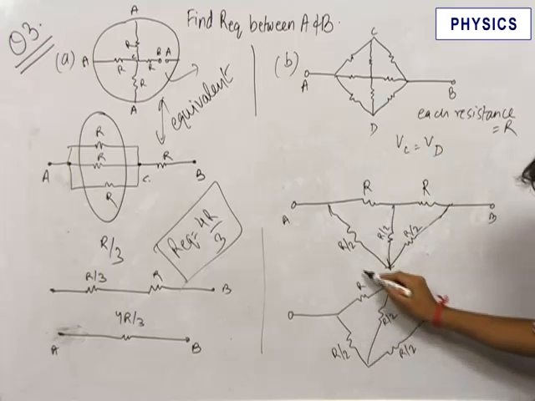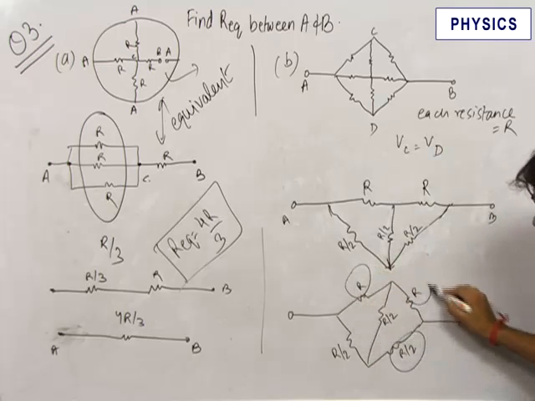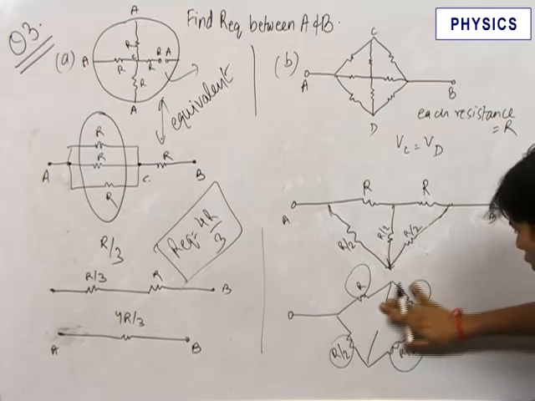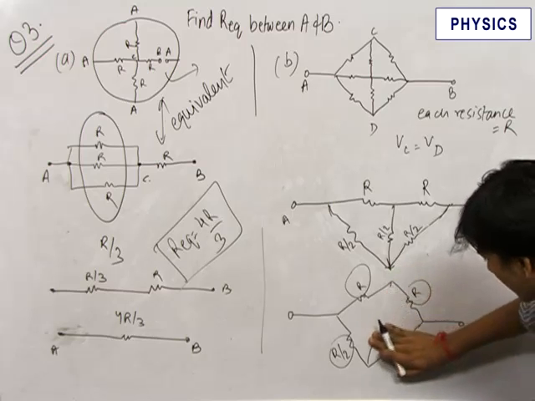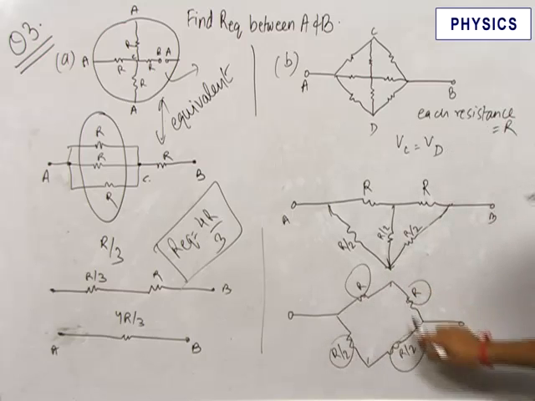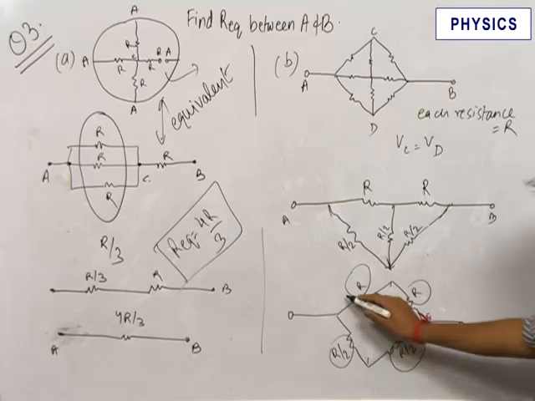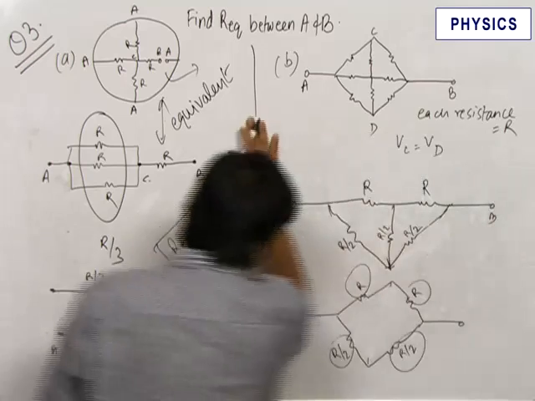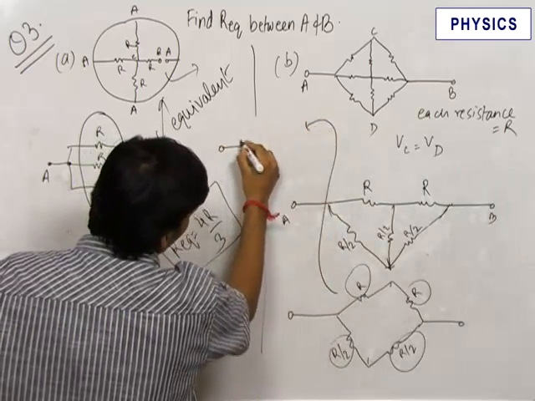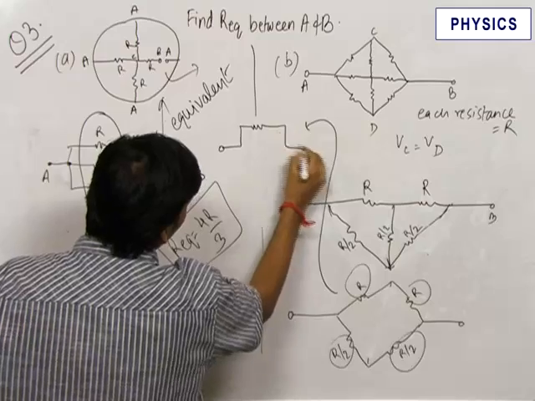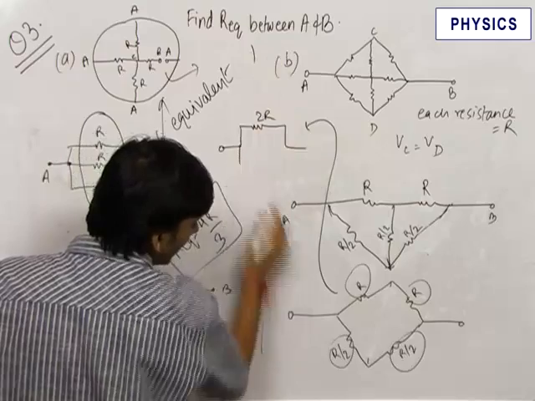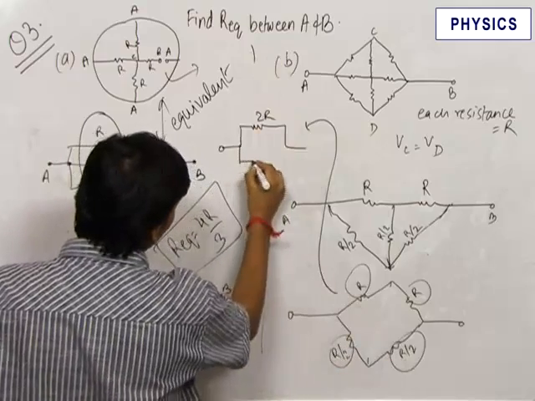Now we see that the product of these two is equal to the product of these two. So that is the case when the Wheatstone bridge is balanced. Therefore no current will pass through this wire, and therefore this wire can be removed. Any wire through which current does not pass can be removed. Therefore our equivalent circuit becomes like this. Now these two are in series. Therefore this becomes 2R over here, and this 2R is in parallel with R by 2 plus R by 2, that is R.